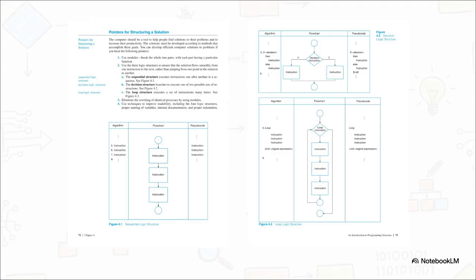Just look at how clearly these flowchart diagrams separate our tools. You've got the sequential structure, which is just a straight, uncomplicated path straight down. But then compare that to the decision and loop structures. See how they introduce those diamond shapes? Those diamonds are super important. They represent branching paths where the program literally has to make a choice or repeat a process.